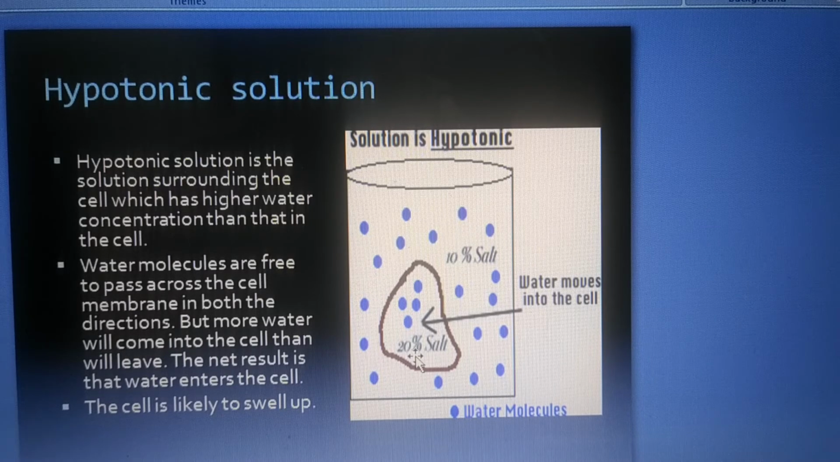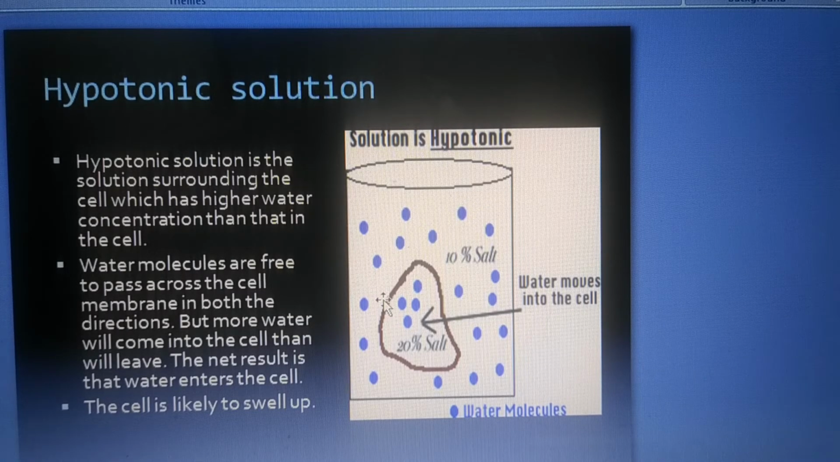That is, we compare the concentration of the solution outside the cell and the concentration of the solution, the cytoplasm, which is present inside the cell. So there are three types of solutions: hypotonic solution, isotonic solution, and hypertonic solution. Three types of solutions. Let us see the hypotonic solution first.